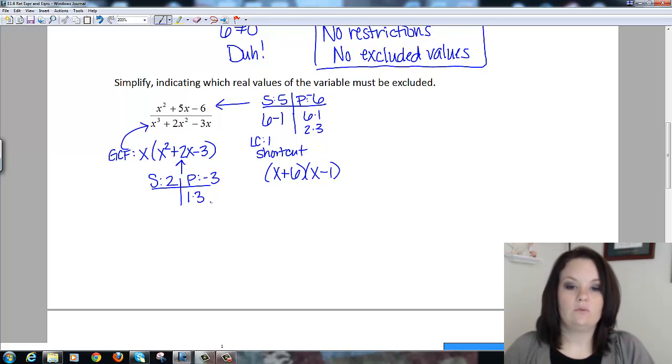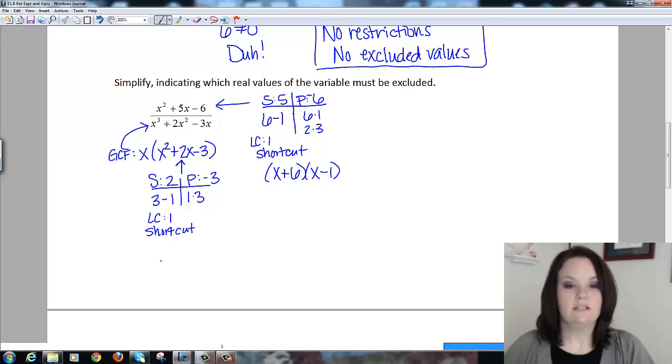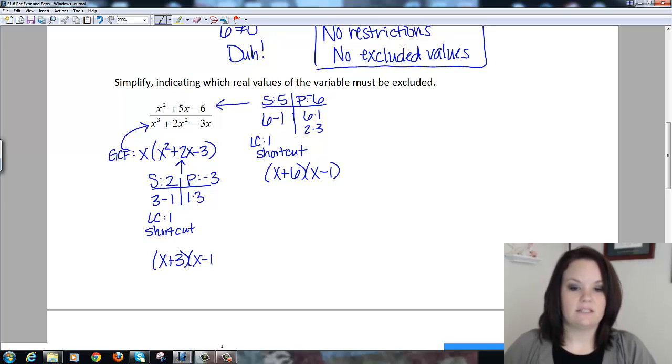So I'm going to use 1 and 3, and my 1 needs to be negative in order to end up with a positive 2 when I combine them. Again, my leading coefficient is a 1, so I can use my shortcut, which says that the numbers that I found in my chart are the numbers in my factored quantities. So this one factors into x plus 3 times x minus 1.